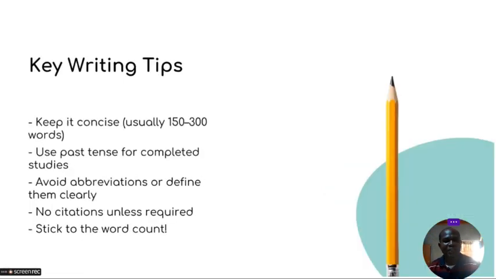Now, it's also important you appreciate certain key guides in writing an abstract. Number one, it must be concise. Most conferences will always tell you not to write beyond 300 words. Some will typically tell you 250 words. Now, it's important to stick to that particular instruction.